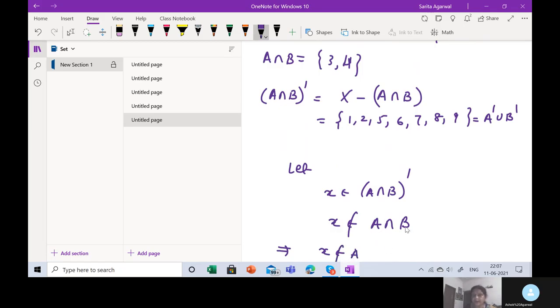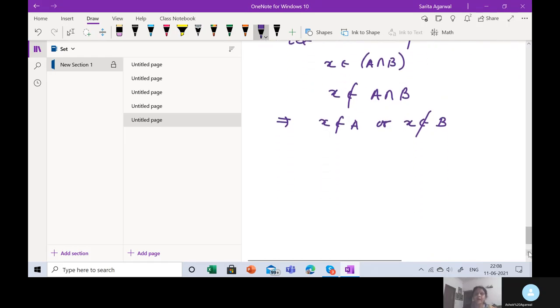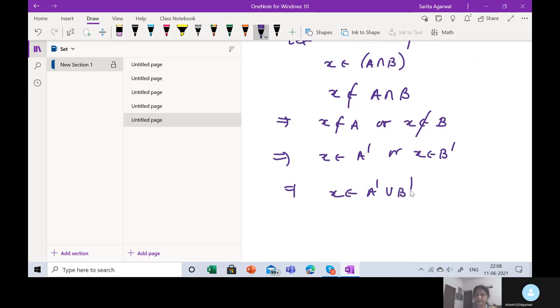X does not belong to the intersection means if X is in A, then X is not in B. If X is in B, then X is not in A. So X does not belong to A or X does not belong to B. And this means that X belongs to A complement or X belongs to B complement. That means X belongs to A complement union B complement, right?